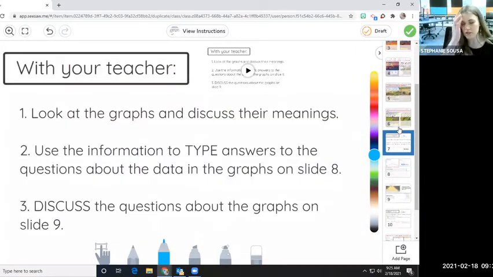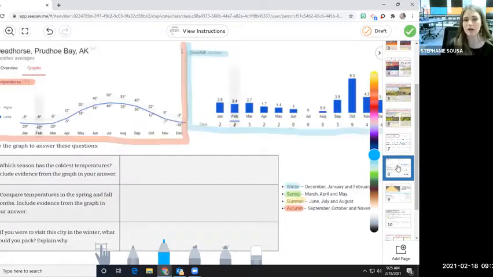This is with your teacher instructions. Slide 7 says, look at the graphs and discuss their meanings. Use the information to type answers to the questions about the data in the graphs on slide 8. Discuss the questions about the graphs on slide 9. So let's go to slide 8. It says we're going to look at this information. So that is the obtaining part. And we're going to combine it as we put it together in our answers.